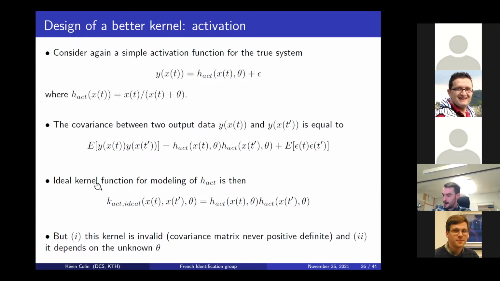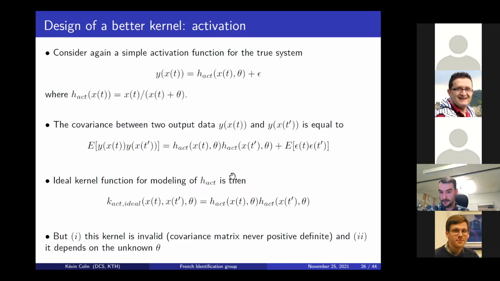But why am I saying ideal and not the kernel that we are going to consider? Because this kernel is invalid. When you consider different inputs, you will obtain a covariance matrix which will always be degenerate. The rank of your covariance matrix will always be equal to 1. And we need this covariance matrix to be invertible in order to do the GP regression. So we have some problem here. The second problem is that it depends on the unknown parameter theta. So that's another problem we have to solve.